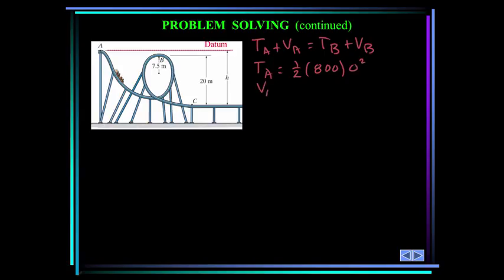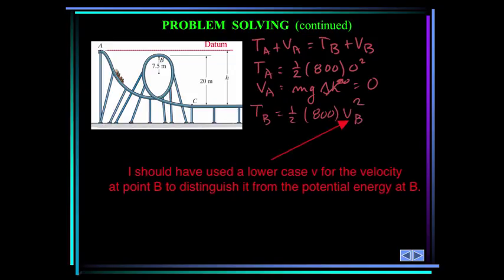And likewise, the potential energy at A is mg times delta H above the datum, but that's also 0. So potential energy at A is also 0. Now the kinetic energy at B is 1/2 the mass, 800 kilograms, times the velocity at B squared. And that's what we're looking for, velocity at B.